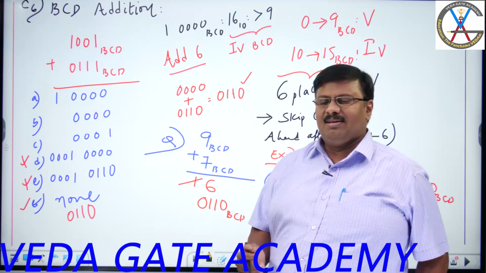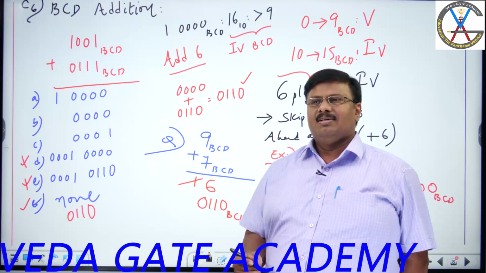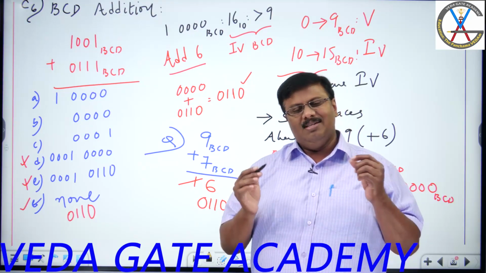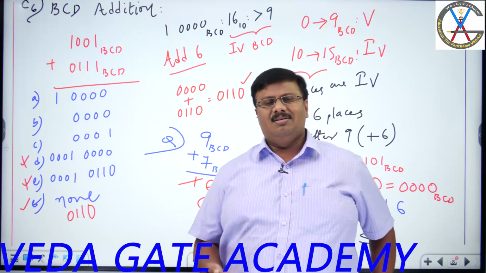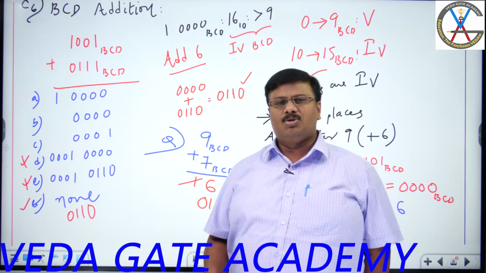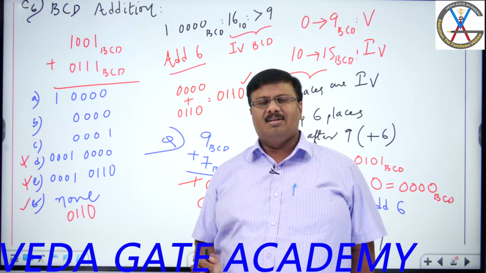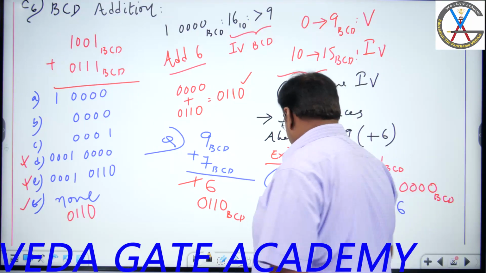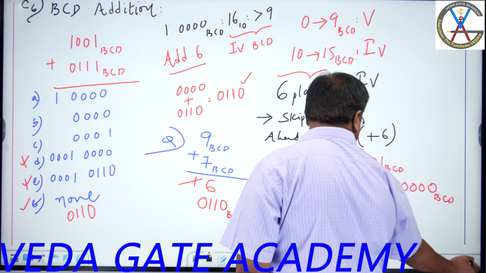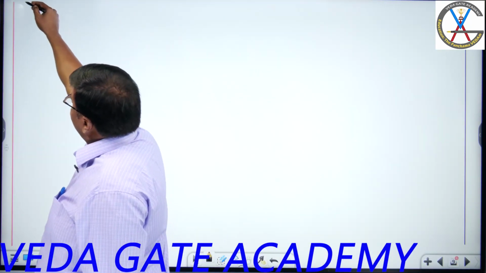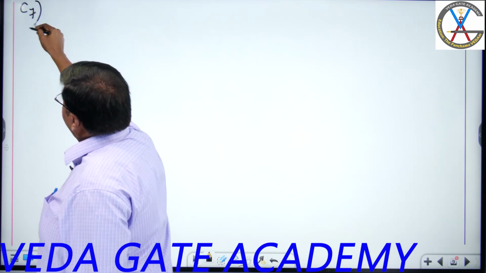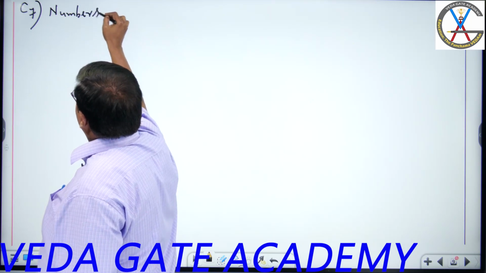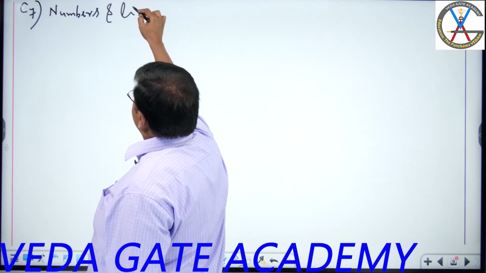And the concept number 7, let us go with numbers and limitations. This is the most important topic of this chapter, number systems and data formats. Based on this, two or three frequent GATE questions are there to solve. In the future, I'll apply this technique, and you can use it too. And the topic is numbers and their limitations.